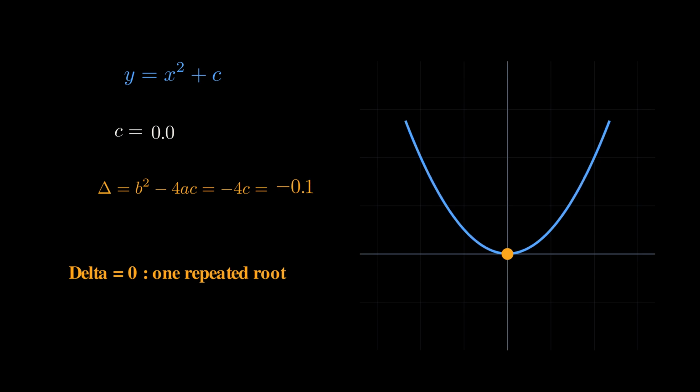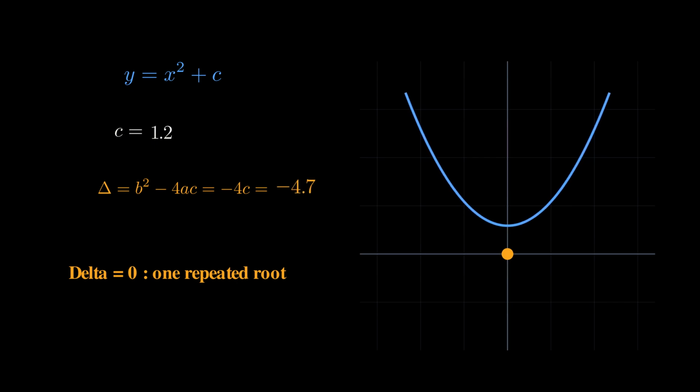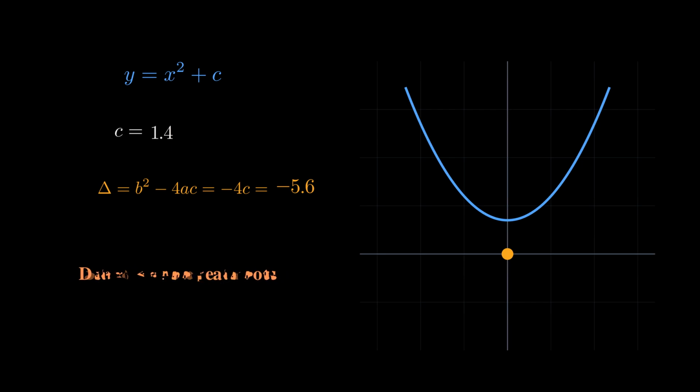Push c positive, and the whole parabola lifts clear of the axis. Delta goes negative, the curve floats above the line, and never lands. No real roots at all. So the sign of one little number, delta, tells you the entire story. Positive means 2, 0 means 1, negative means none.